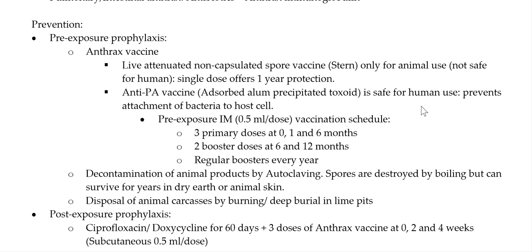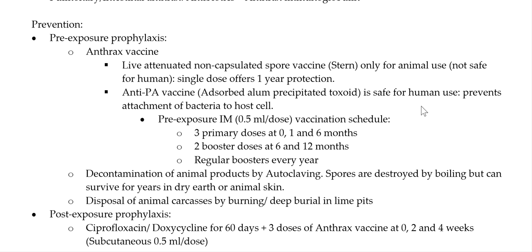But for humans, we are using a toxoid. It is basically the PA portion, protective antigen portion. It is adsorbed on alum and precipitated, and so we make it a toxoid. And obviously, what is the function of PA in anthrax toxin? It allows the toxin to attach to the human cells. But if we give this vaccine, it will form antibodies which will prevent this attachment by neutralizing the protective antigen.